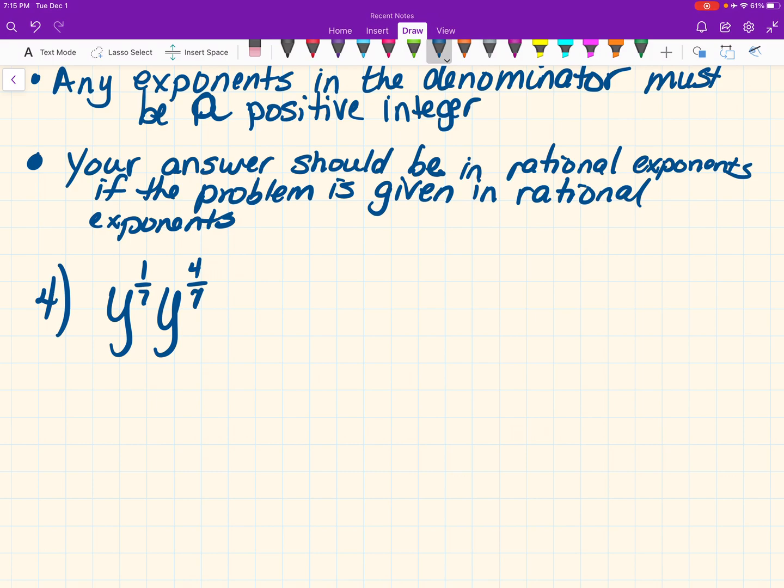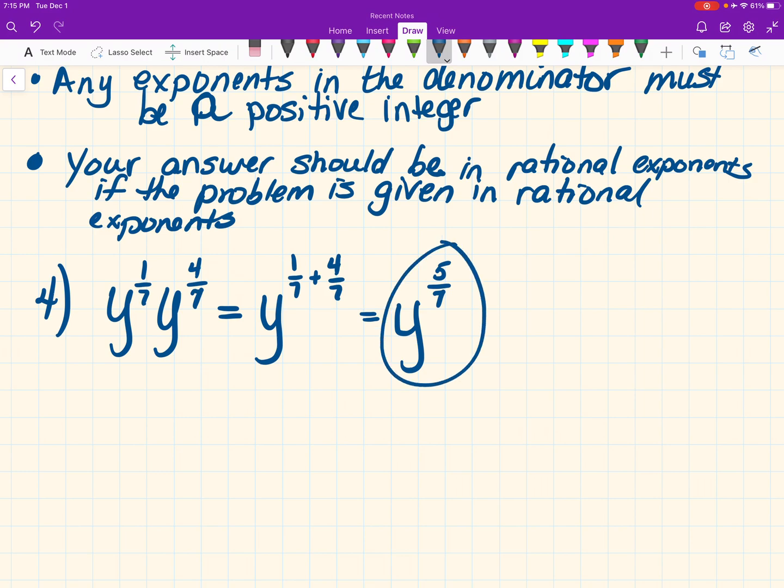Now here's where a lot of issues come if you don't know your rules. The first thing is to know your rules of exponents. If you have like bases and you're multiplying, you add exponents. Okay, well that's great. We can do that. Now you have to know your rules of fractions. If we're adding fractions, they have to have a common denominator. The common denominator is 7, and so the answer is 5/7. We leave it as y to the 5/7, and we don't make it a radical because our problem started with fractions in the exponents.